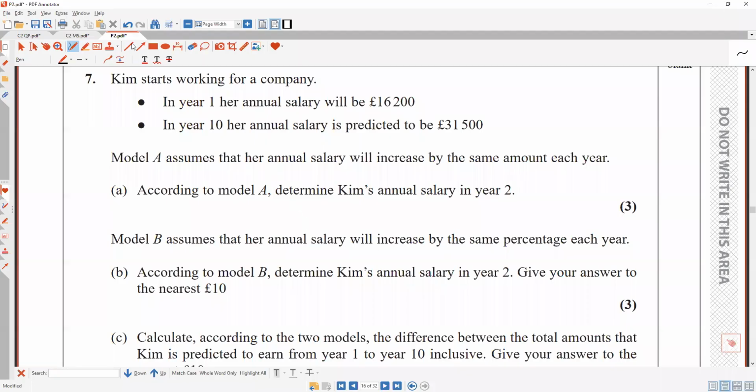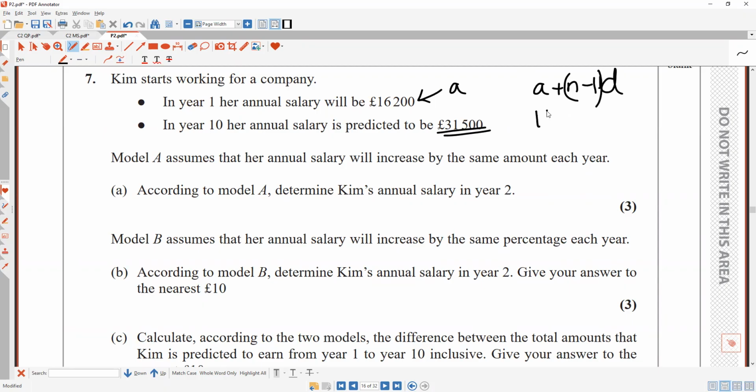So year 1, this is her A, her annual salary. In year 10, this much. Okay. So according to the model A, determine Kim's annual salary in year 2. So let's find a common difference here. Can we do a plus n minus 1 into d? So n minus 1 into d.